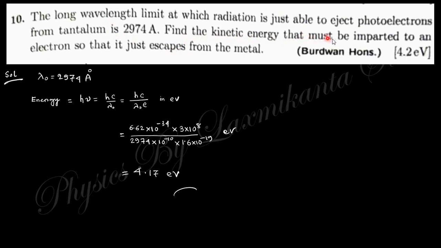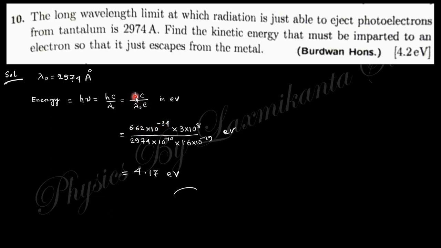Find the kinetic energy that must be imparted to an electron so that it can escape from the metal. So this is the minimum energy or the maximum wavelength which is required to escape the electron from the metal to its surface, which is known as the work function. So you need to find out this wavelength in terms of energy. So energy is h nu, that is hc by lambda. So in electron volt, you need to divide it by the electronic charge.